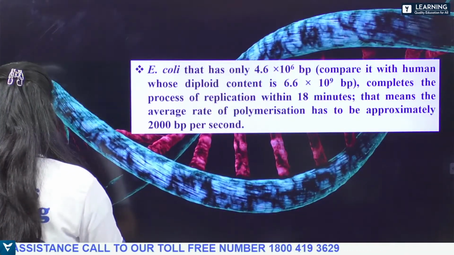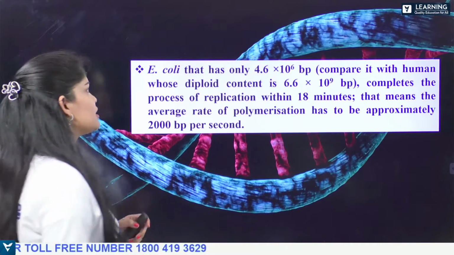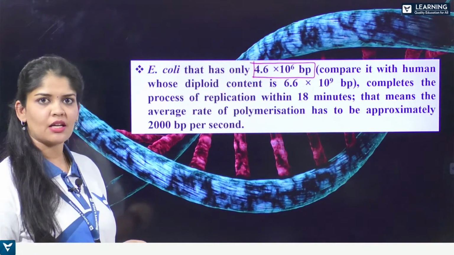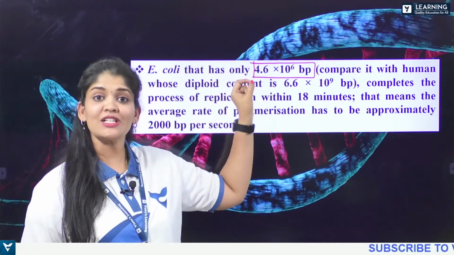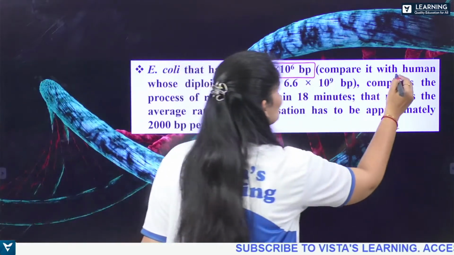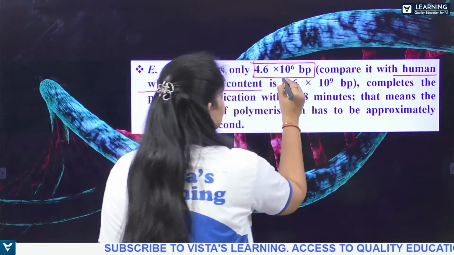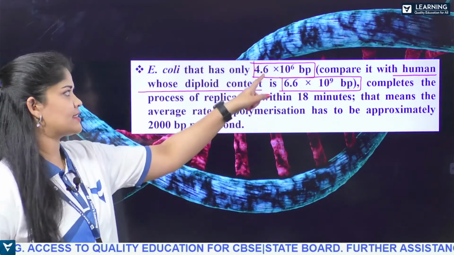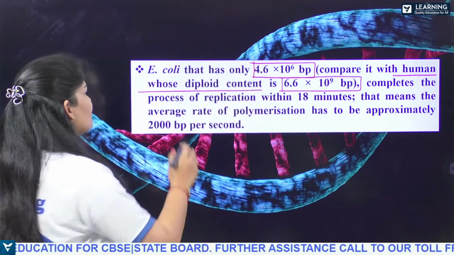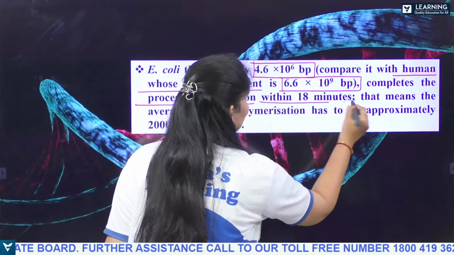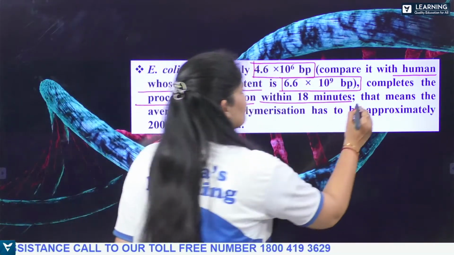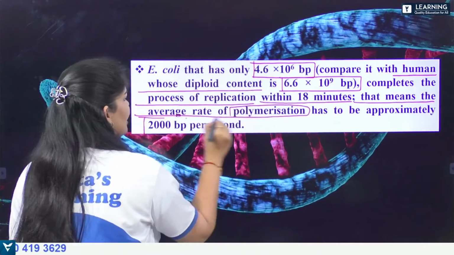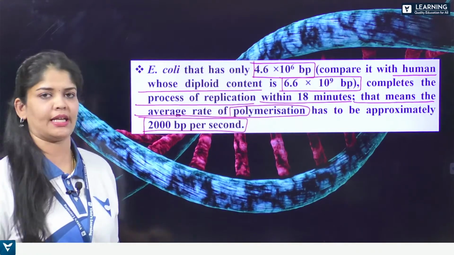If you look at the length of the DNA present in Escherichia coli, it has only 4.6 into 10 to the power of 6 base pairs. This, when compared to the human diploid content, which is 6.6 into 10 to the power of 9 base pairs, is very less. And to complete the process of replication within 18 minutes, that means the average rate of polymerization has to be approximately 2000 base pairs per second.